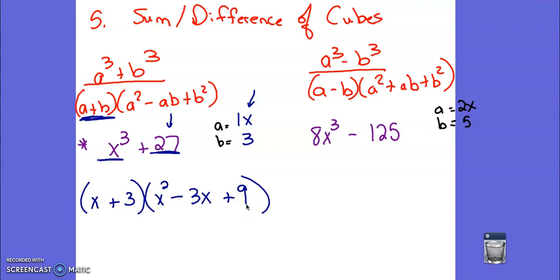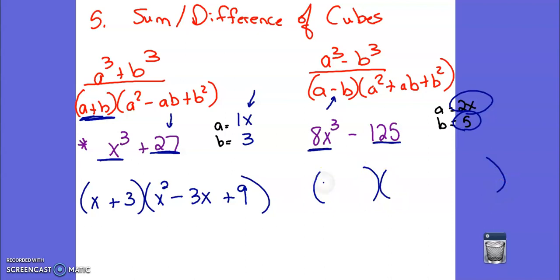The same thing with this. This is the difference of cubes, again, because we have a subtraction sign. Notice this first term, a is 2x. 2x times 2x times 2x is 8x cubed. And notice this second term, it's 5. 5 times 5 times 5 is 125. So you're just going to follow this formula.